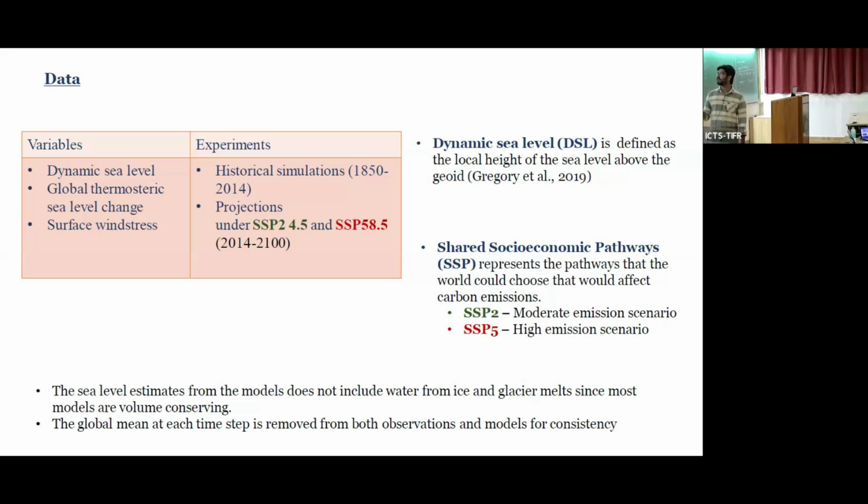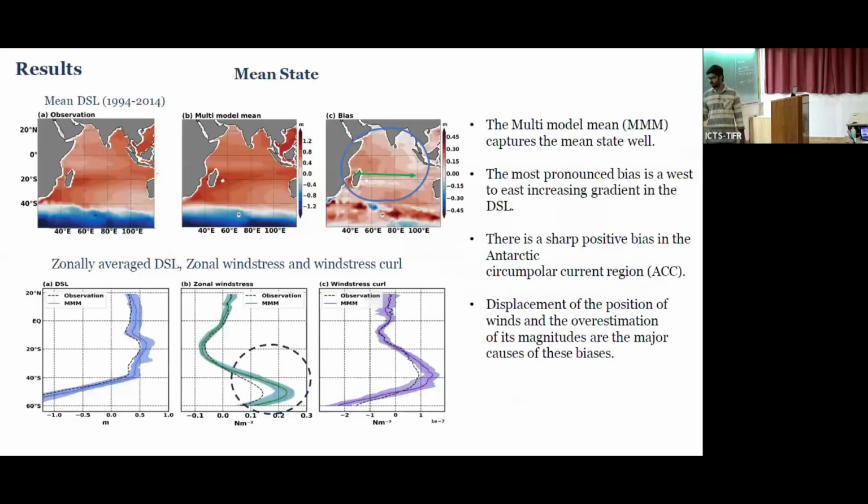So this 4.5 and 8.5 denotes the radiative forcing that is going to be the case after 100 years, or by the end of 2100. So we'll be just looking at both of these scenarios to see how the sea level will change by the end of this century. So as I mentioned before, the sea level estimates are devoid of water from ice and glacier melts, and the global mean at each time step is removed for consistency, both from the models and the observations. So let's look at the mean state of the sea level.